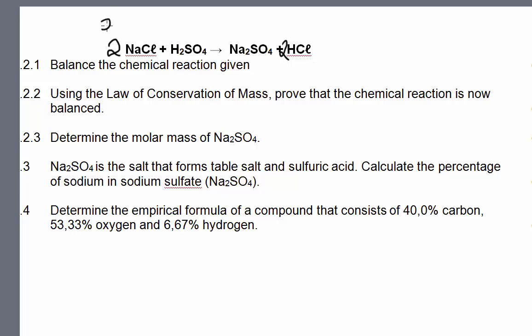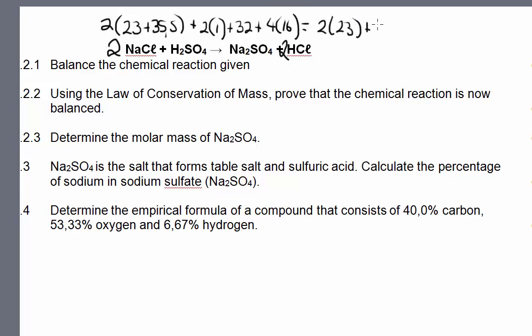So here it will be 2 times, and now NaCl is 23, plus chlorine is 35.5, plus I have 2 hydrogens, 2 times 1, plus sulfate is 32, plus 4 times 16, and that's supposed to be equal to 2 times 23, plus 32 for sulfur, plus 4 times 16 for oxygen, plus 2 times 1 for hydrogen, plus 35.5 for chlorine.